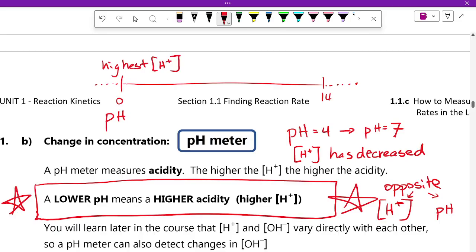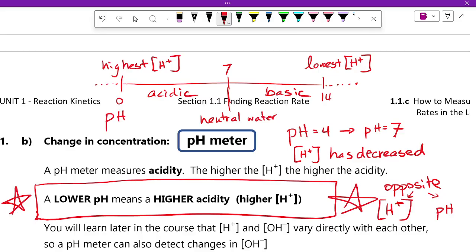At 7, it's neutral water. And at 14, that is our lowest concentration of H plus. So down here, these are acidic. These are basic. Anything above 7 is basic. Anything below 7 is acidic. You guys remember learning that in grade 10? Yeah? Okay.